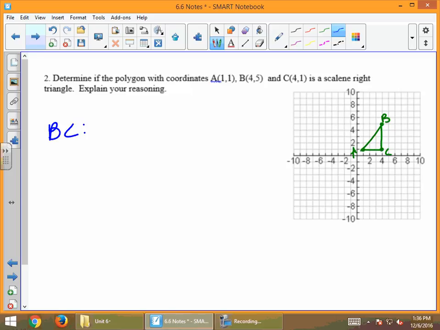So find the slope of BC. How far did we count down? 1, 2, 3, 4, 5. We went down 4. And we went down, so it's negative. How far did we count over? None. 0. What happens when we have 0 in the denominator?